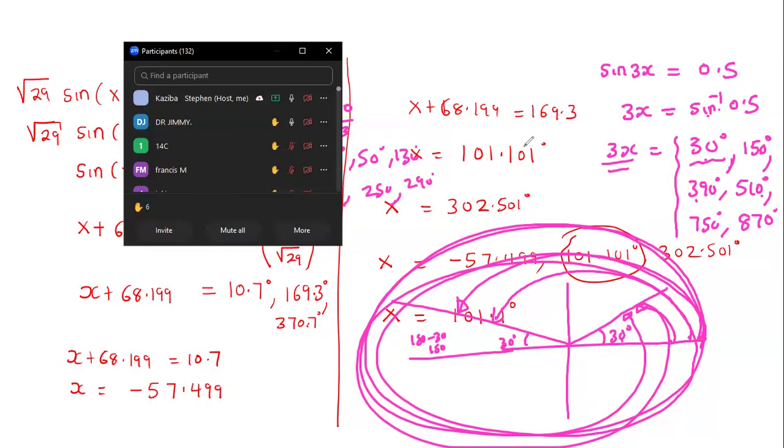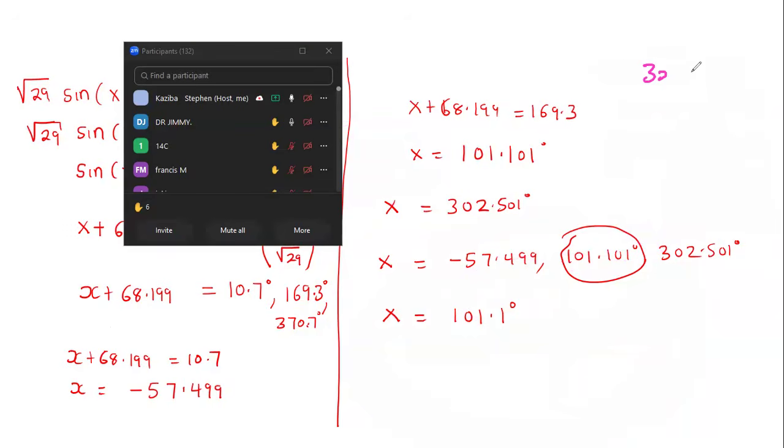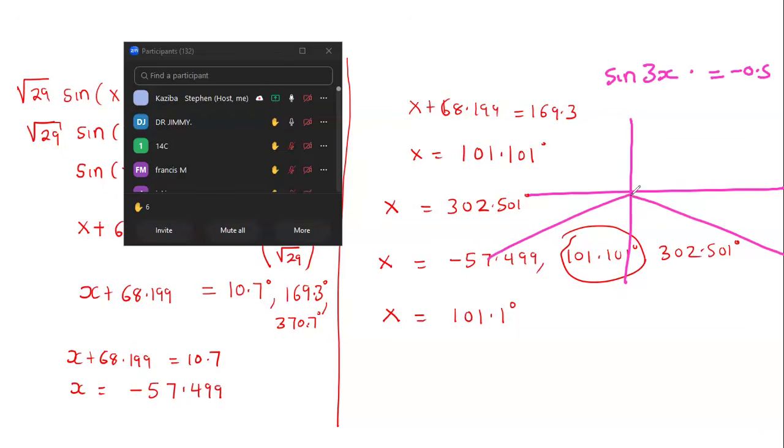Now, Master, what if it was negative? In case it was negative, still, you'll say that sine 3x is equal to negative 0.5. Still check out in the quadrant, where is sine negative? Sine is negative here, and sine is negative here. The use of this negative is to show you which quadrant your angle falls in. When I'm placing, I'll say 3x is equal to sine inverse of 0.5. I don't place the negative because the negative only shows you the quadrant where it lies. So I'll place sine inverse of 0.5, which is 30.